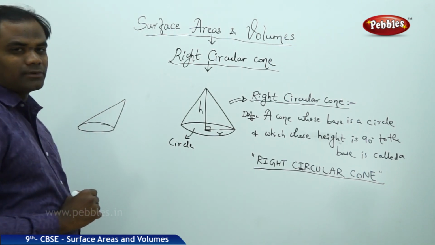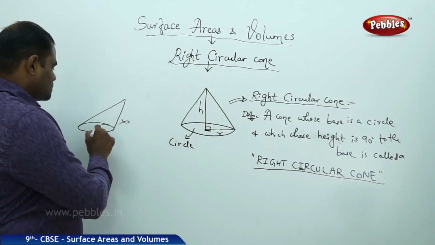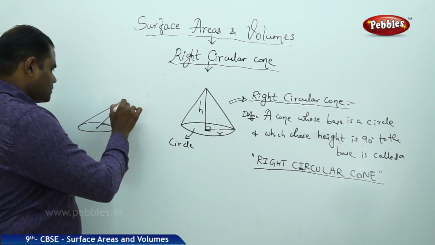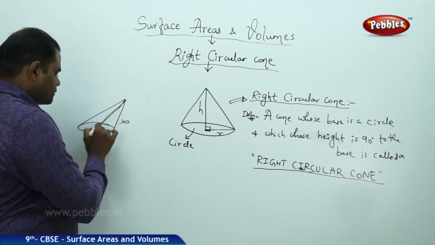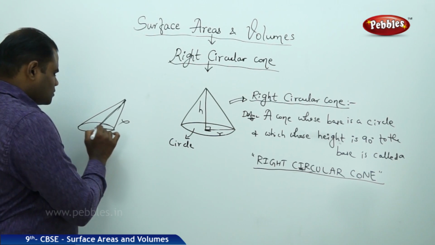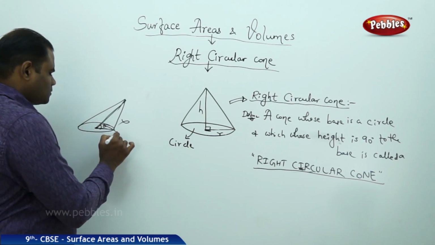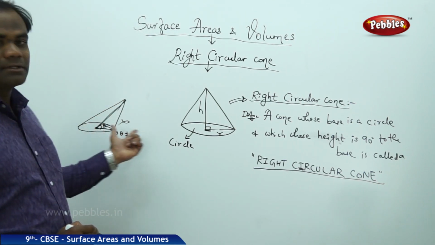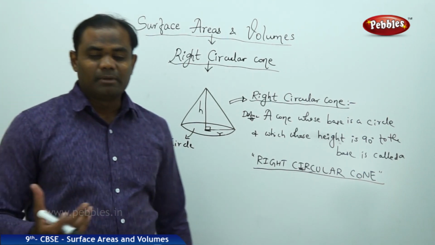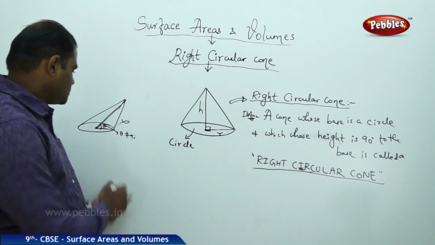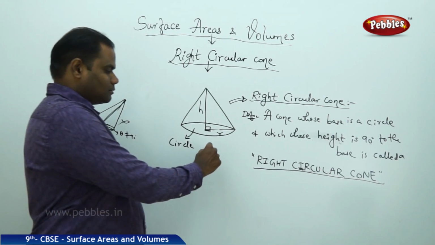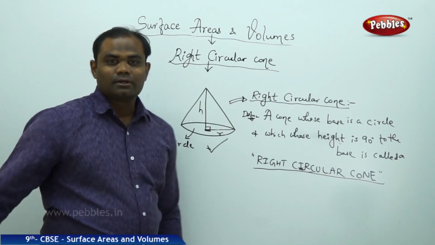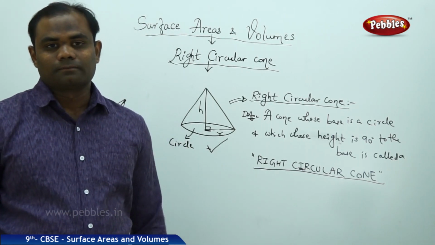This is not a right circular cone because its base, when connected with the height, is not 90 degrees. The angle made by the height with the base is not 90 degrees. So this is not a right circular cone. And this is a right circular cone.